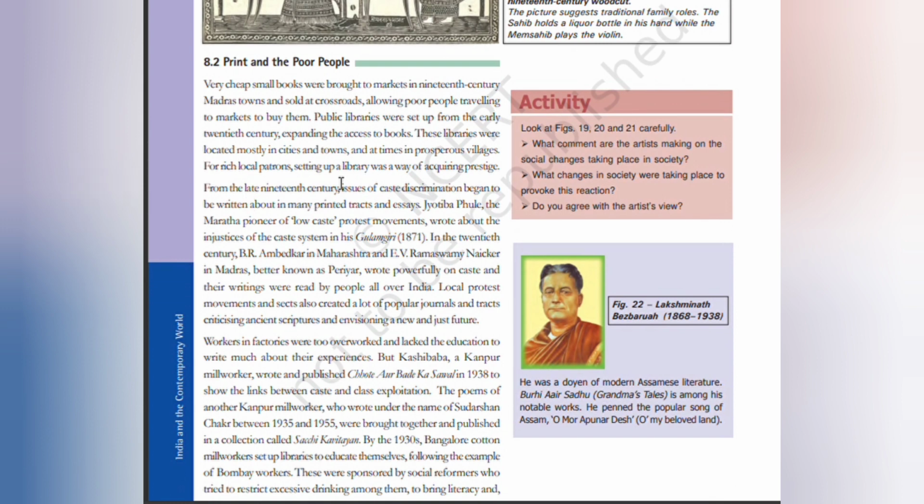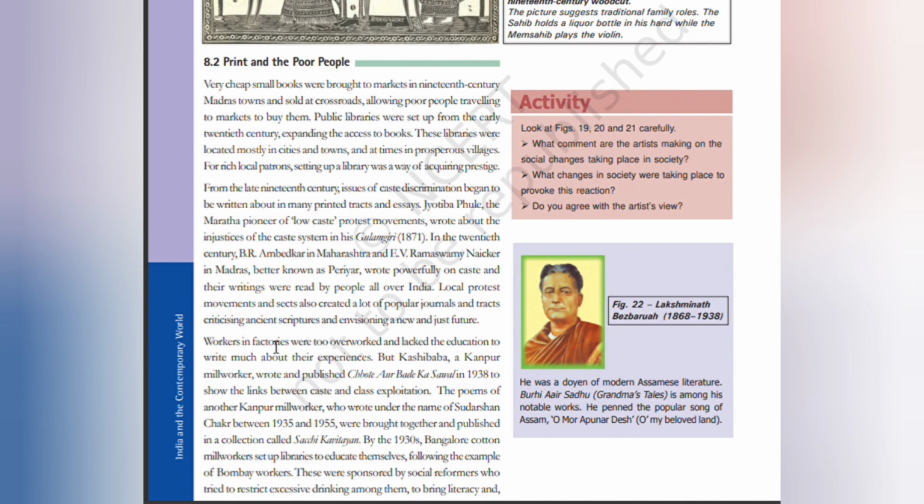From the late 19th century, the issues of caste discrimination began to be written about in many printed tracts and essays. Jyotiba Phule, the Maratha pioneer of low caste protest movements, wrote about the injustice of the caste system in Gulamgiri. In the 20th century, B.R. Ambedkar in Maharashtra and E.V. Ramaswamy Naicker in Madras, better known as Periyar, wrote powerfully on caste, and their writings were read by people all over India. Local protest movements and sects also created a lot of popular journals and tracts criticizing ancient scriptures and imagining a new and just future.